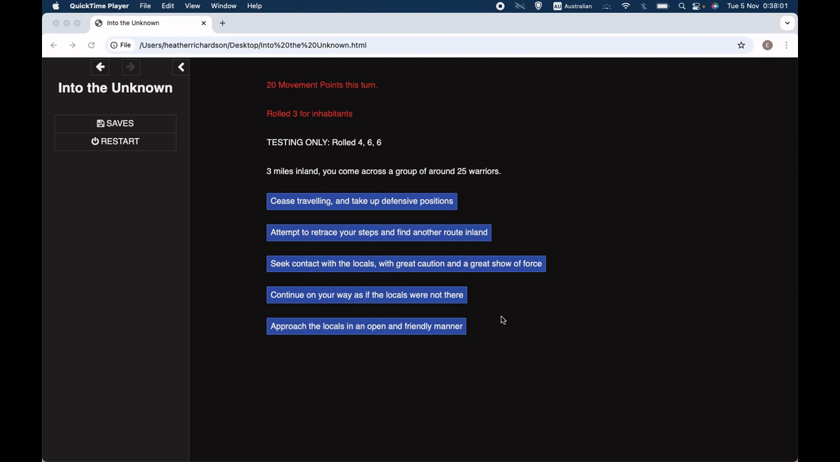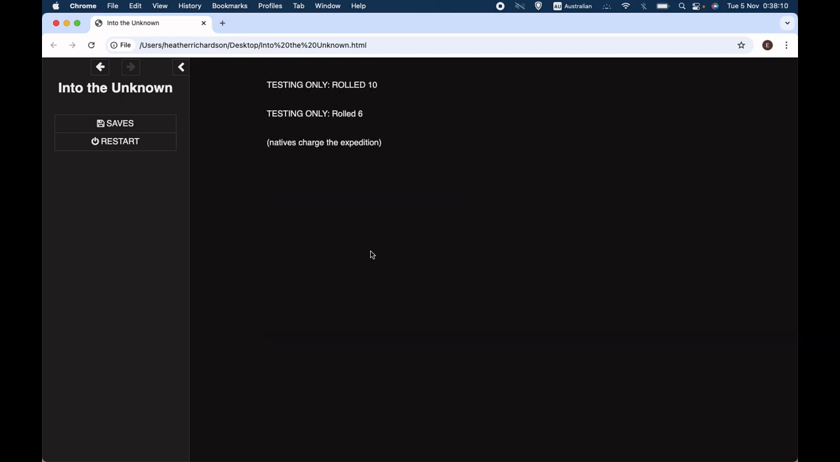So we have this choice the same as that we had before, and let's say that we seek contact with the locals with great caution and a great show of force, and we get these messages that we've rolled this, and then the natives charge the expedition. So it turns out that they were hostile, and we get charged, which is actually a better result than it could be.